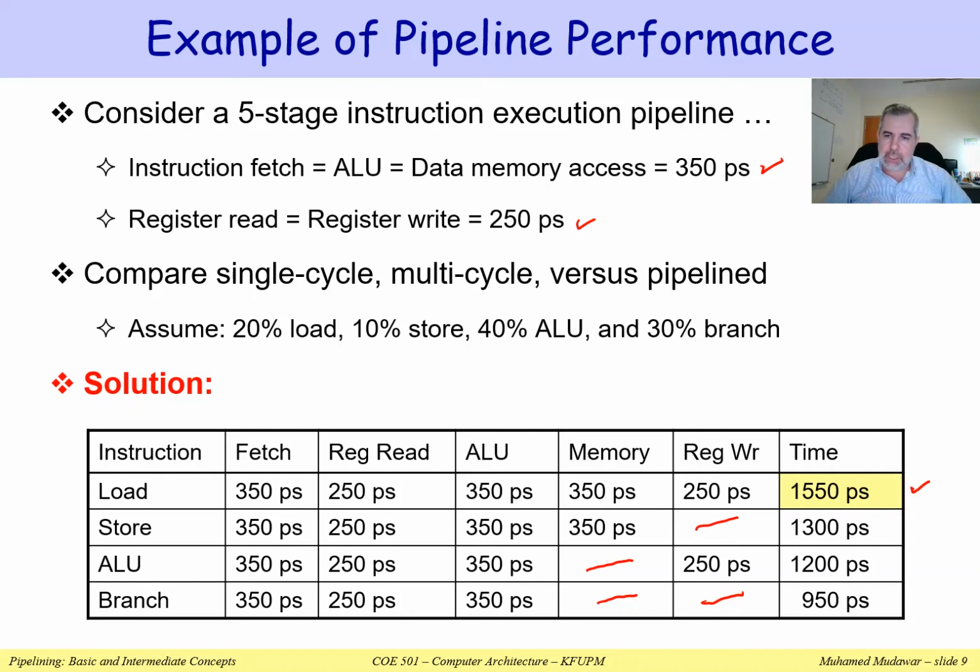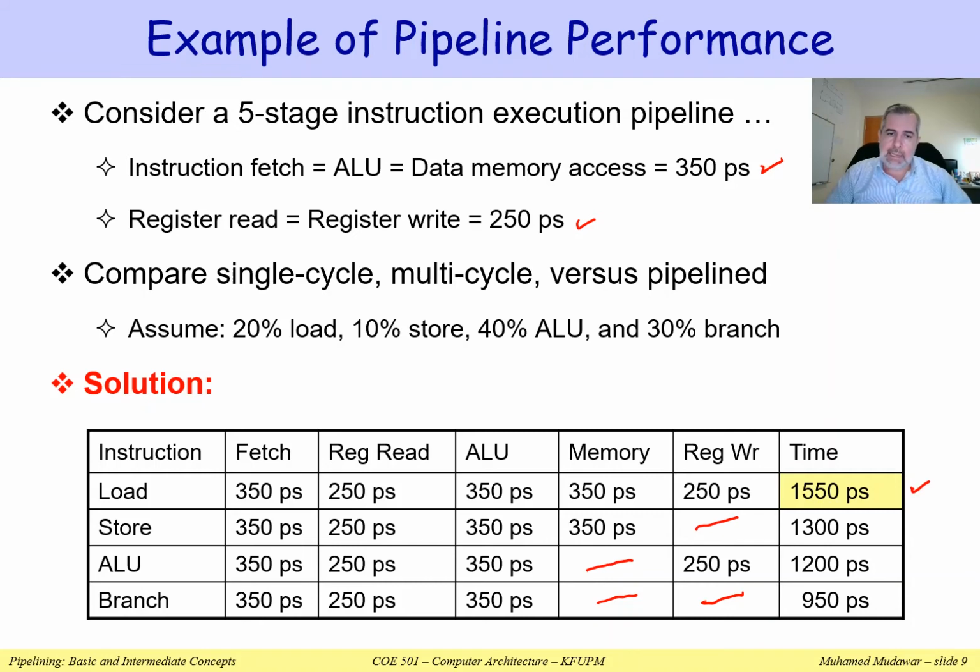We cannot change the clock cycle from one instruction to the next instruction in a program. That's not really possible to be done. So we fix the clock cycle, and we say that the clock cycle is 1,550 picoseconds for all types of instructions. That's for the single cycle.